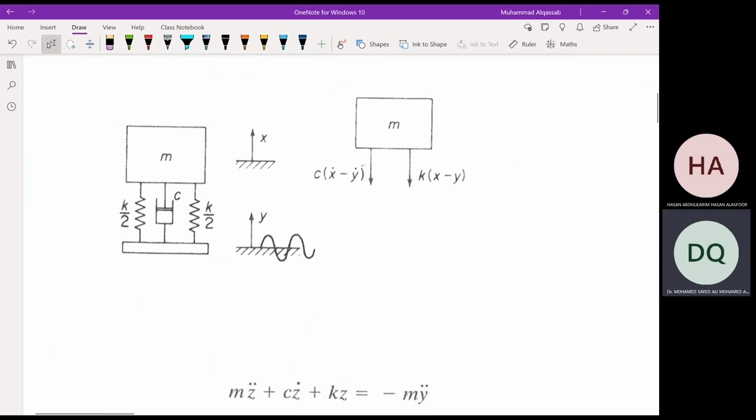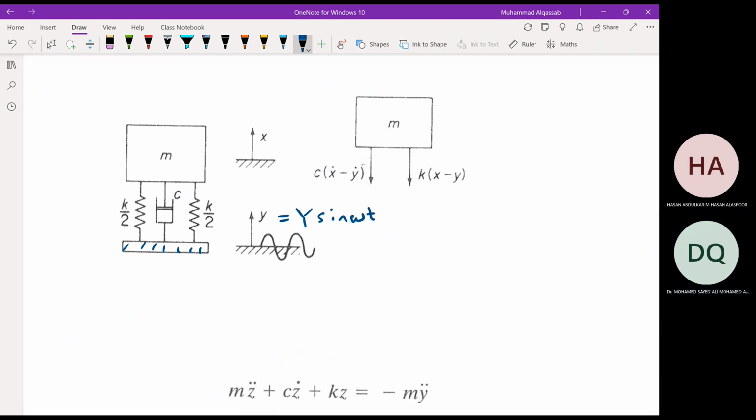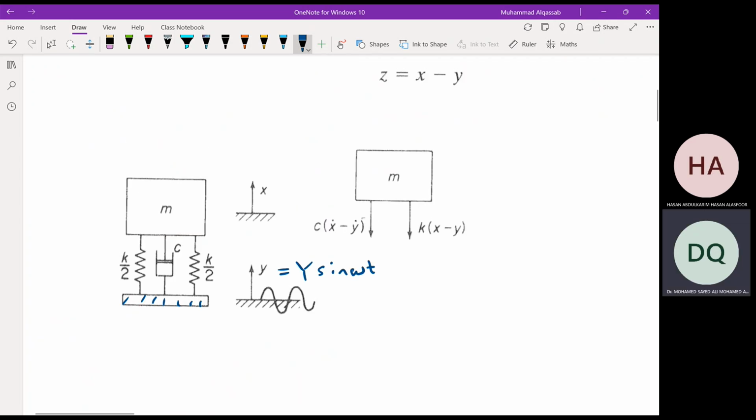this is the model. We have the mass, which is now assuming a machine, and the base is moving with y. We will assume for simplicity and within the scope of the course that this is sinusoidal, that is y equal to capital Y, the amplitude of the base motion, sine or cosine omega t. And the free body diagram is as shown here.